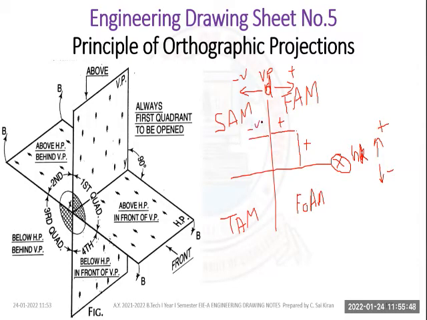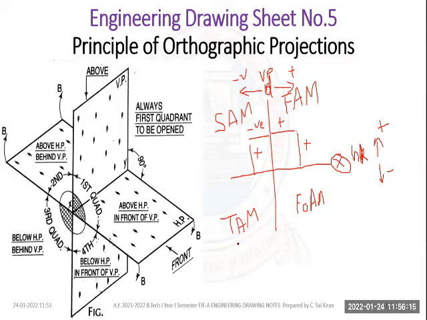Height is positive, and if it is behind the vertical plane, it is negative. Similarly, in the third angle projection, H will be negative. This is my H distance. The H distance is negative and the D distance is also negative. Both are negative in the third angle projection. In the fourth angle projection, D is positive and H is negative.